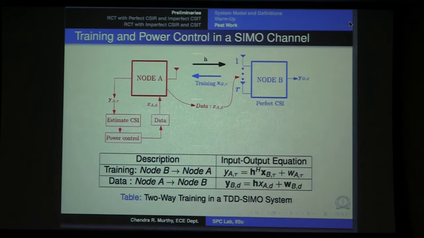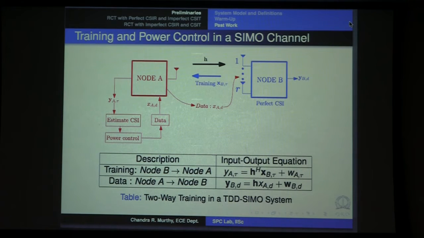So in this work, what we are going to do is to propose a way to estimate channel state information at node A and propose a way to map that estimated channel state information to a power control, and then discuss what its achievable diversity multiplexing gain trade-off is.